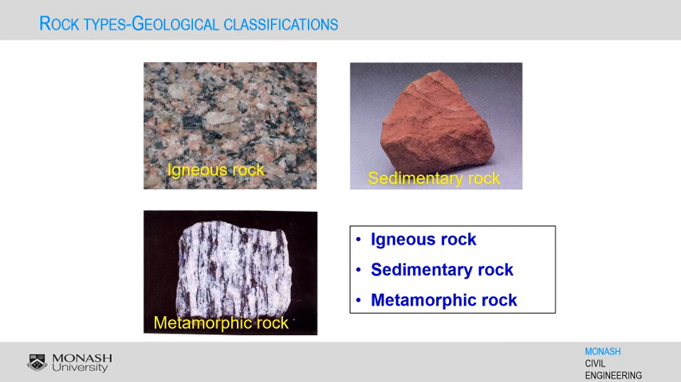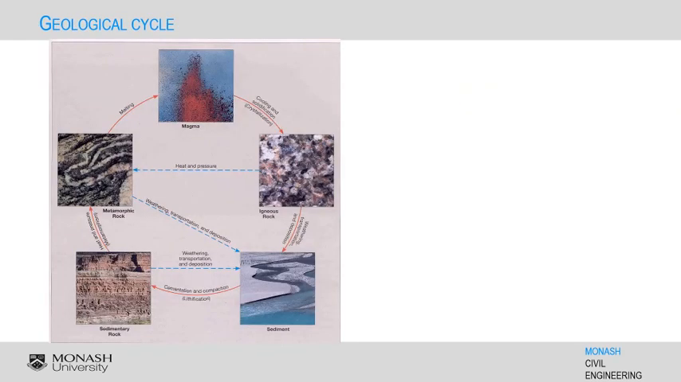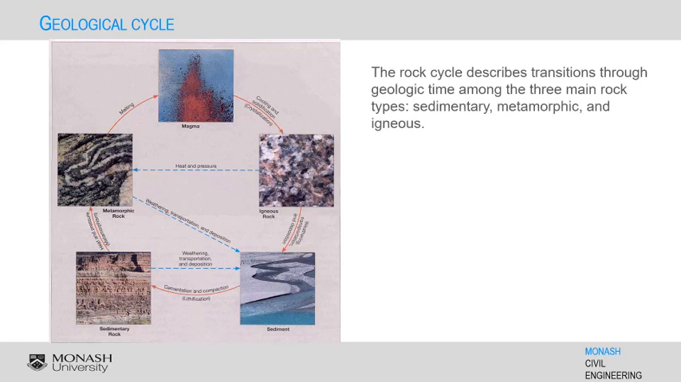As we already discussed, on the basis of their mode of origin, rocks can be divided into three basic rock types: igneous, sedimentary, and metamorphic. Here you can see a diagram of the formation cycle of different types of rocks and the processes associated with them. This is called the rock cycle. The rock cycle is a basic concept in geology that describes transition through geological time among the three main rock types: sedimentary, metamorphic, and igneous.